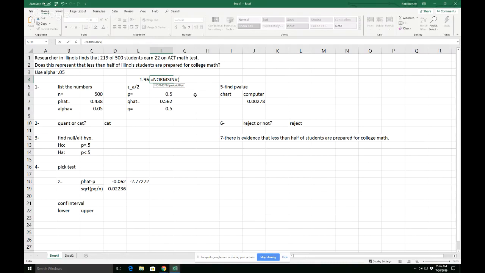I'm doing a 95% confidence interval. I want half of that, 0.025. Okay, and that gives me the negative on that, right? Or if I wanted the positive, norm.s.inv, to give me the positive value, how much do I want to the left? 0.975, right, for a 95%? I want 2.5% in the tails, okay?